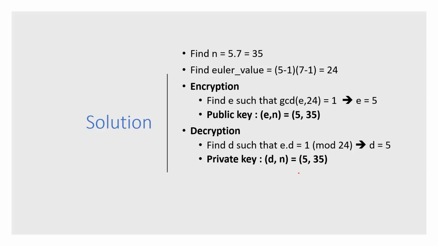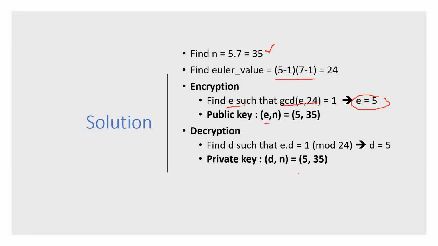So first we find n, which is the product of the two primes, that's 35. Then we want to find a number which is relatively prime to the product of p minus 1 and q minus 1, so in this case, 24. So we find an e such that GCD of e and 24 is 1. In this case, we choose e to be 5.